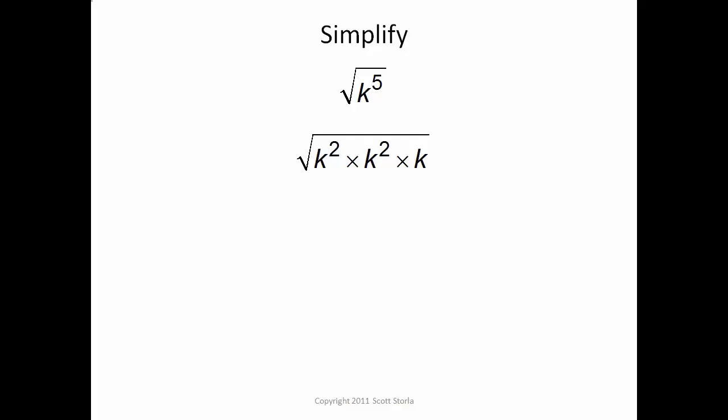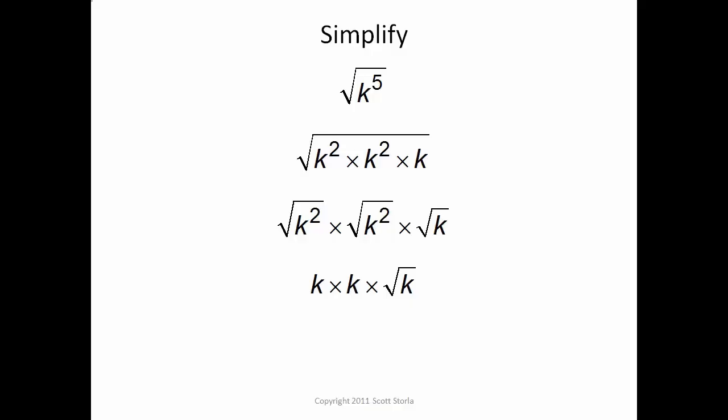If I think of k to the fifth as k squared times k squared times k, notice this is the product property for exponents because I'm multiplying and the bases are the same. I could add the exponents and get 2 plus 2 plus 1, which would be my original k to the fifth. Using then the product property for radicals, I can write this as 3 factors. 2 of the factors will be square root of k squared, and the third one will just be square root of k.